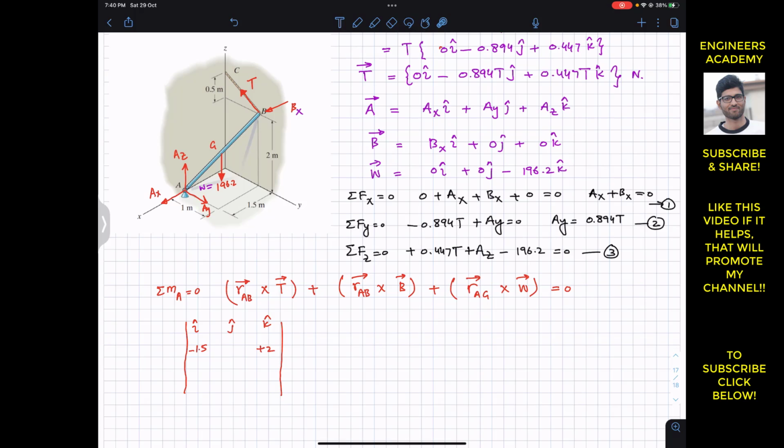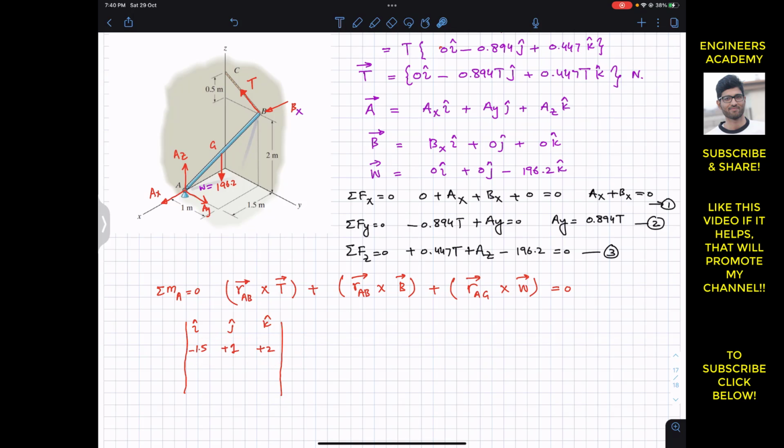And then once we reach here, we need to travel this 1 meter in the positive y, so in the positive j. So plus 1 in the positive j. So this is the position vector. So the position vector is minus 1.5i plus 1j plus 2k. So this is the position vector.